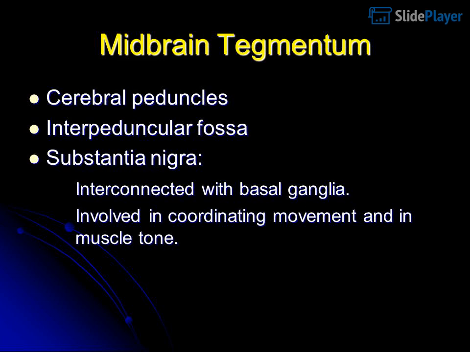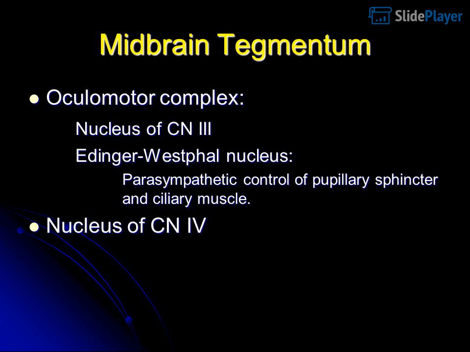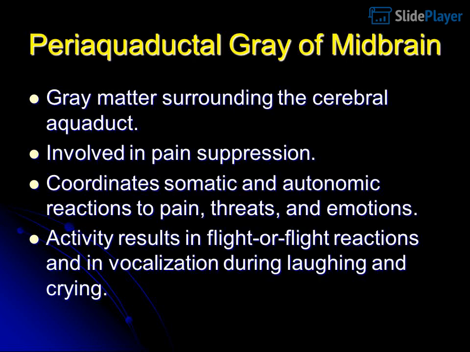Midbrain tegmentum: cerebral peduncles into peduncular fossa. Substantia nigra, interconnected with basal ganglia, involved in coordinating movement and in muscle tone. Midbrain tegmentum: oculomotor complex, nucleus of CN3. Edinger-Westphal nucleus: parasympathetic control of pupillary sphincter and ciliary muscle. Nucleus of CN4.